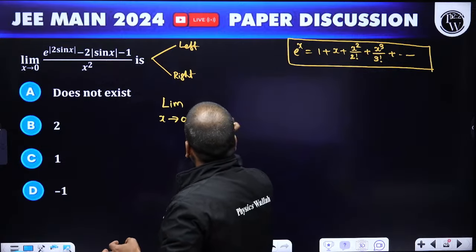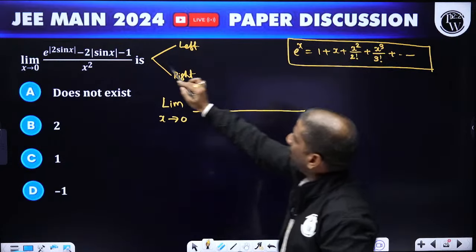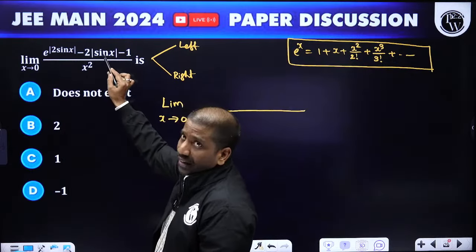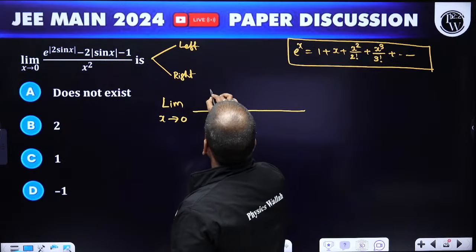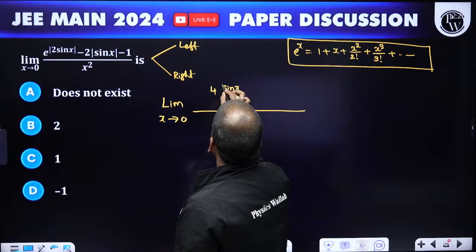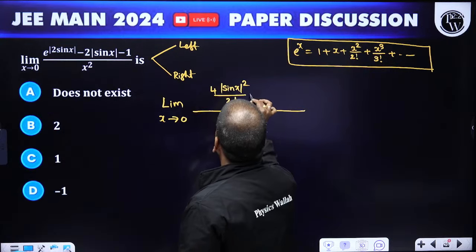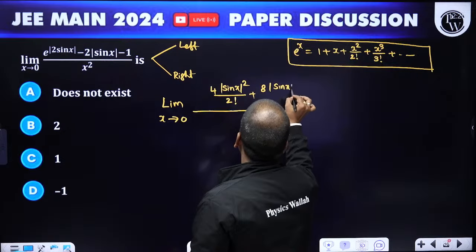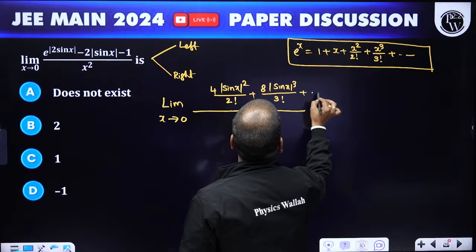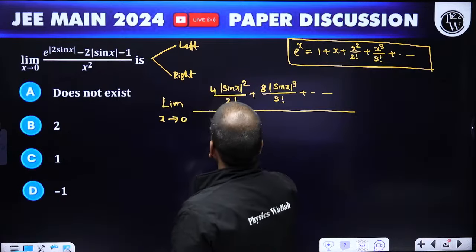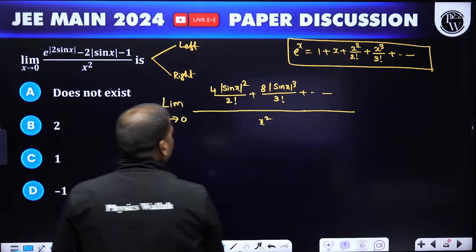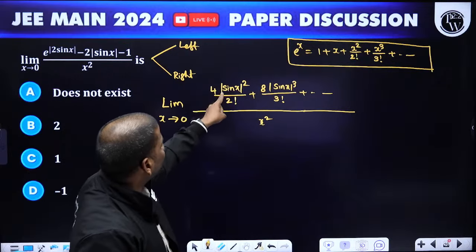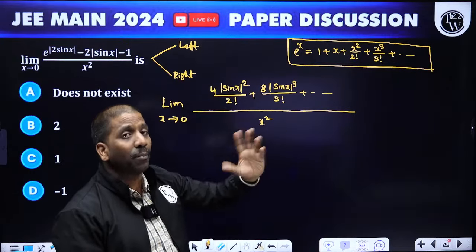When we apply the expansion, the first term is 1, and the 1 here minus 1, both get cancelled. The second term, |2 sin x|, and here 2|sin x|, both get cancelled. It starts from the second term: 2² is 4 times |sin x| whole squared by 2 factorial, plus 8 times |sin x| whole cubed by 3 factorial, and so on. Those two got cancelled. This is x², and once you observe, x is tending to 0 and this is a square present, so the plus or minus sign will not affect.